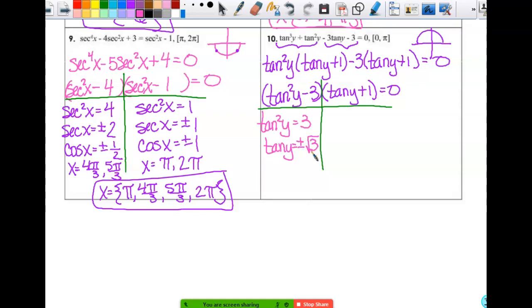When tangent is the square root of 3, my reference angle, when is tangent square root of 3? Pi thirds. So it's a pi thirds angle. I know that tangent is positive in the first quadrant and is negative in the second quadrant, so I'm going to need both of those. So that means that y equals pi thirds and 2 pi thirds.